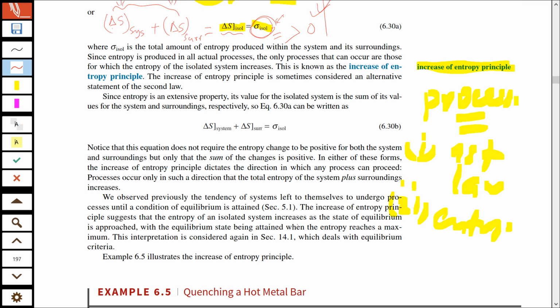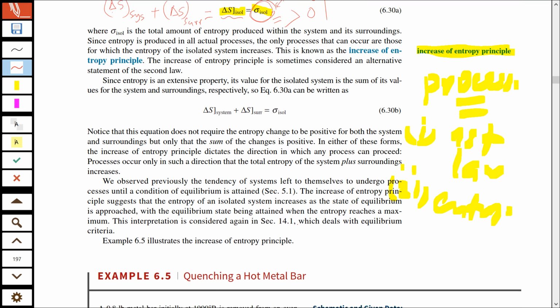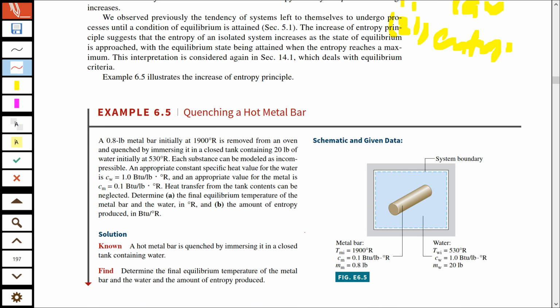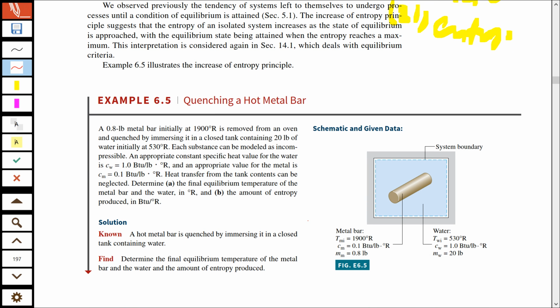Now, all this discussion can be understood by this example. In this example you will come to know why we need those two laws, the energy balance and the entropy balance. In other words, the increase of entropy.